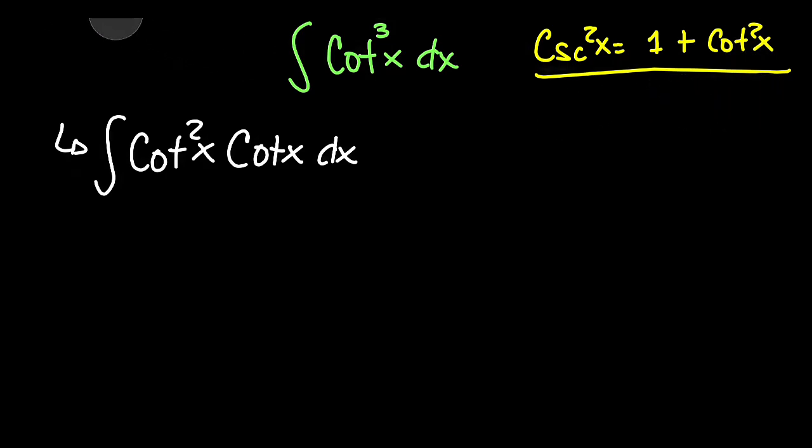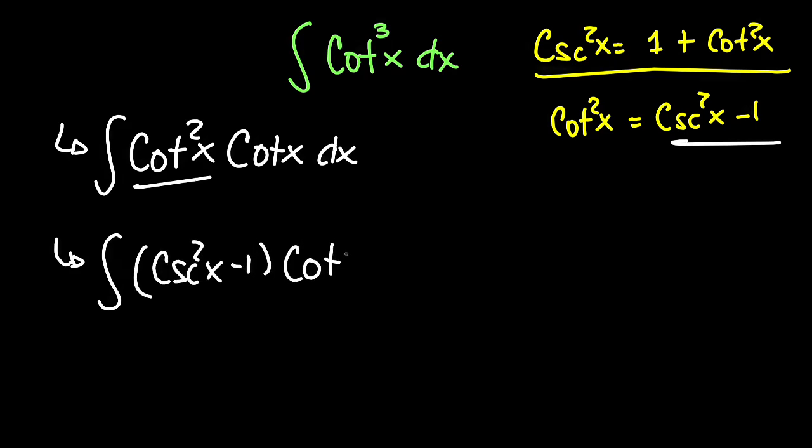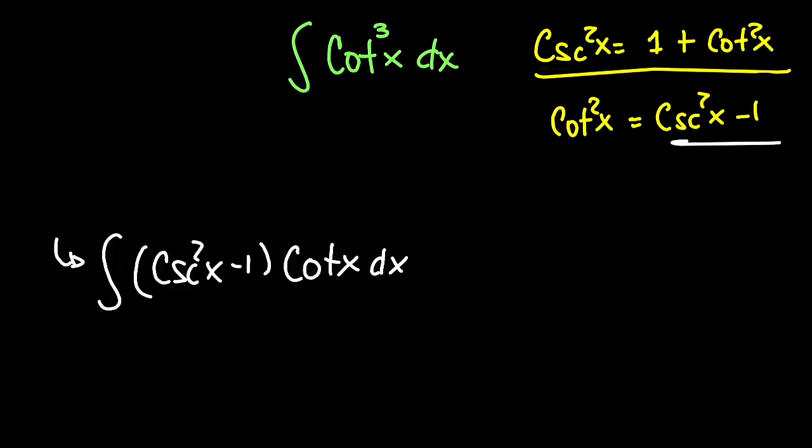And isolating cotangent squared x by putting 1 to the other side, it would be equal to cosecant squared x minus 1. By rewriting this into that, it would be the integral of cosecant squared x minus 1 multiplied by what's left, which is cotangent x dx. And distribute cotangent x on the parenthesis.